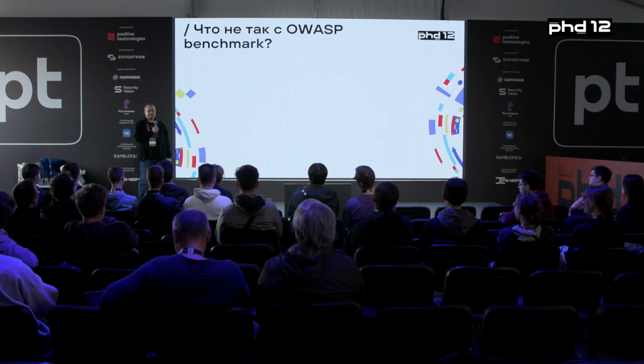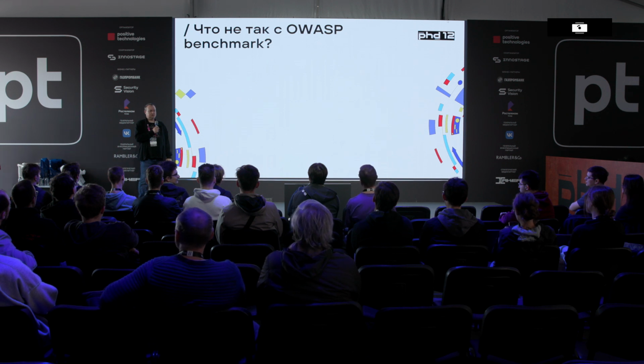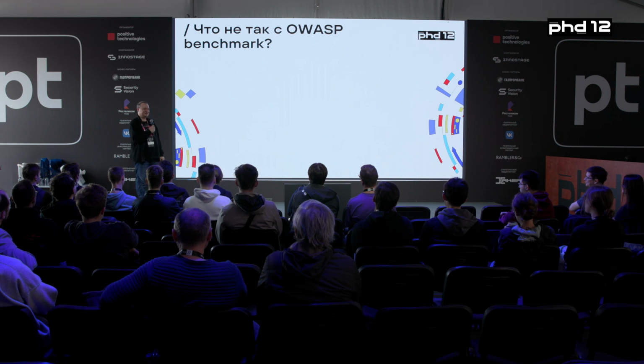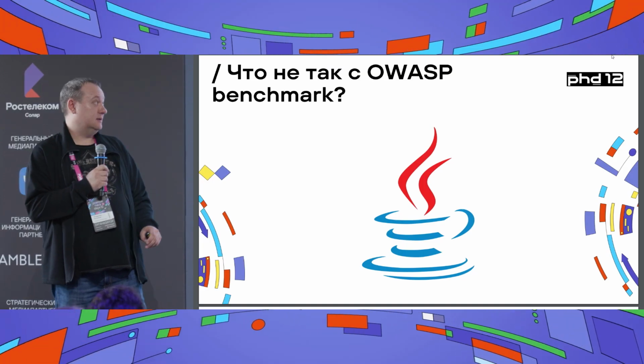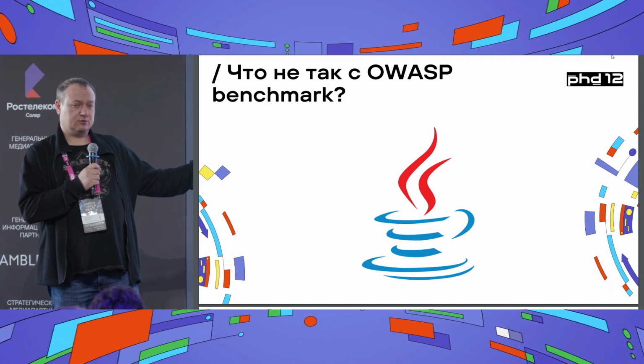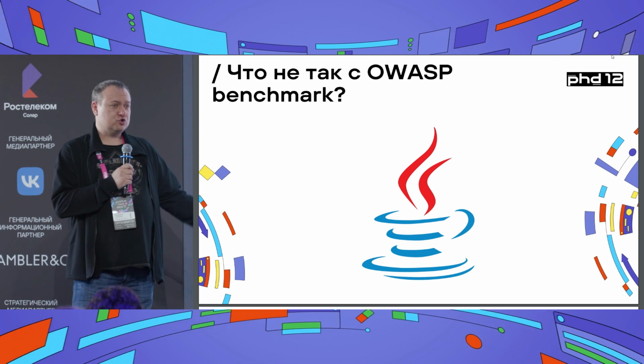What is wrong with the OWASP benchmark? Well, we have little time left. Java is a good language. The problem is not in Java. Java is a static language. It's very easy to analyze.